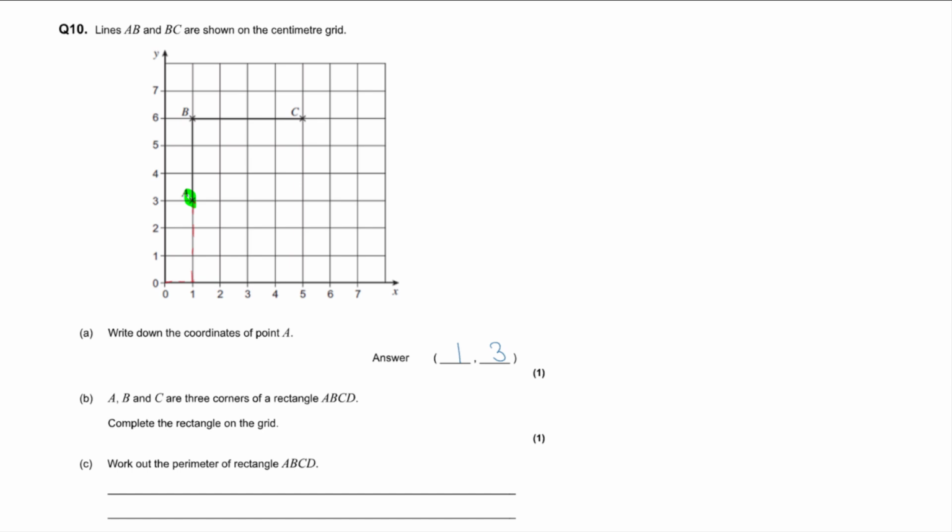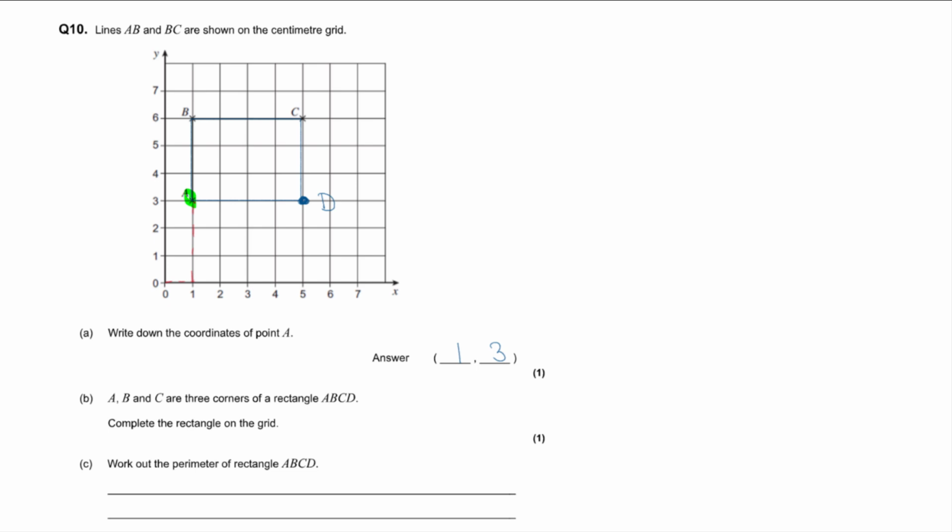ABC are 3 corners of a rectangle ABCD. Complete the rectangle on the grid. Okay, so this is a rectangle with one of its corners missing. So yeah, it's going to be here, isn't it? That's where it goes. That's the coordinate there. Okay, so that's the corner. I'm going to label it D, and then I'm going to join it together into a rectangle by adding that side in and that side. Back up to the top, I guess. Yeah, like that. So there's my rectangle.